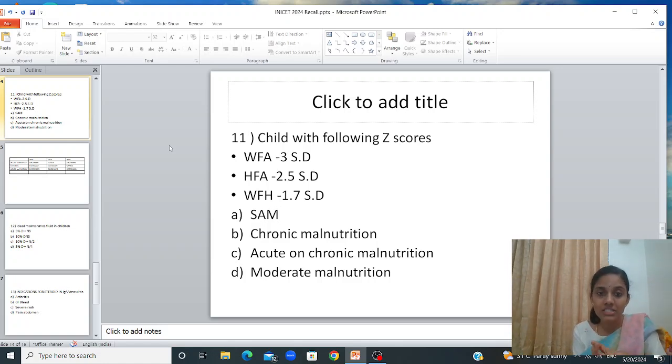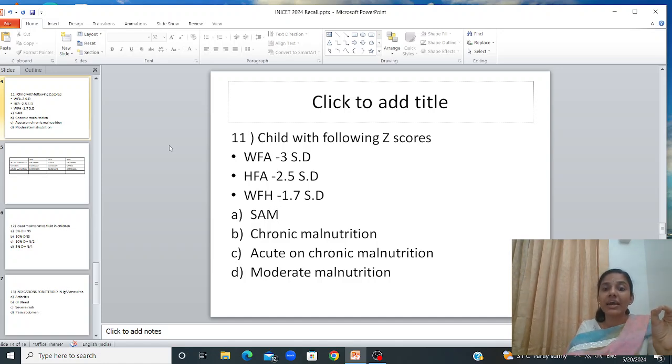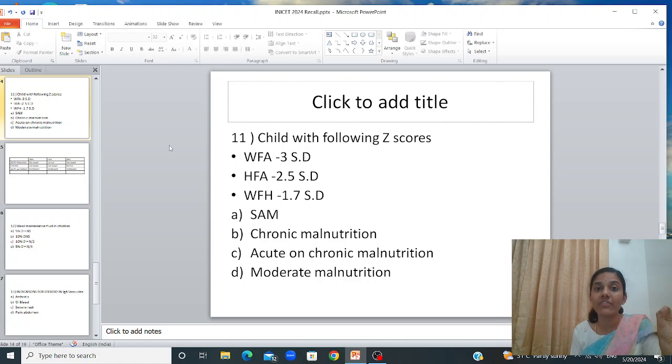So here in the question, weight for height is -1.7 standard deviation, which means the child is having mild wasting. Height for age is -2.5 standard deviation, so the child is having moderate stunting. Weight for age is -3 standard deviation, so the child is having severe underweight.